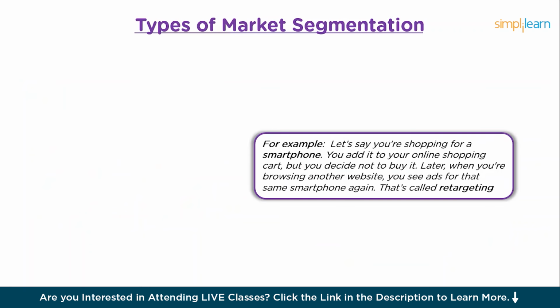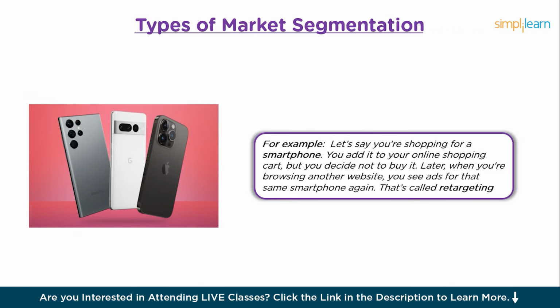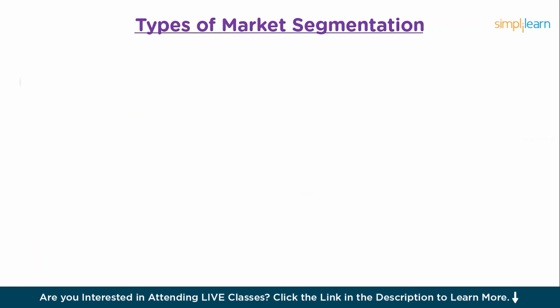So let's suppose, and we'll take an example. If you're shopping for a smartphone, you add it to your online cart, but you decide not to buy it. Later, when you're browsing another website, you see ads for that same smartphone again and again. That is what is called retargeting. It's a form of behavioral segmentation because the company is targeting you based on your action, placing the product in your cart.